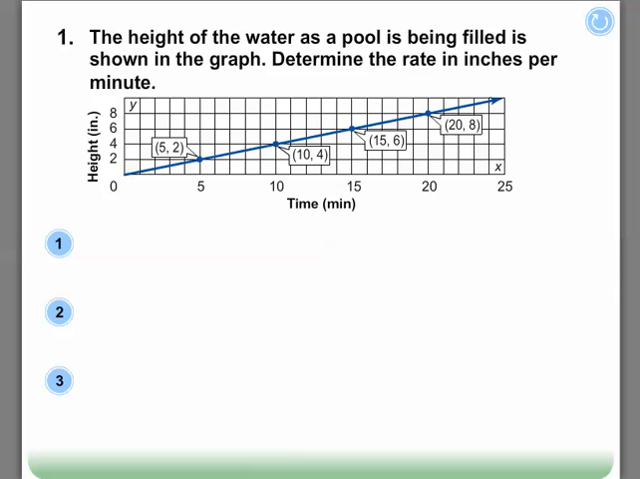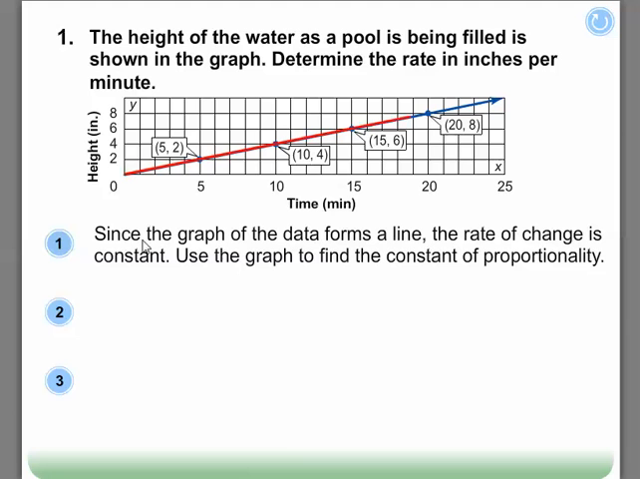So for number 1, we have the height of the water as a pool is being filled, shown in the graph. Determine the rate in inches per minute. So the first thing it says, since the graph of the data forms a line, the rate of change is constant. So the pool is filling at a constant rate. So it says use the graph to find the constant of proportionality.